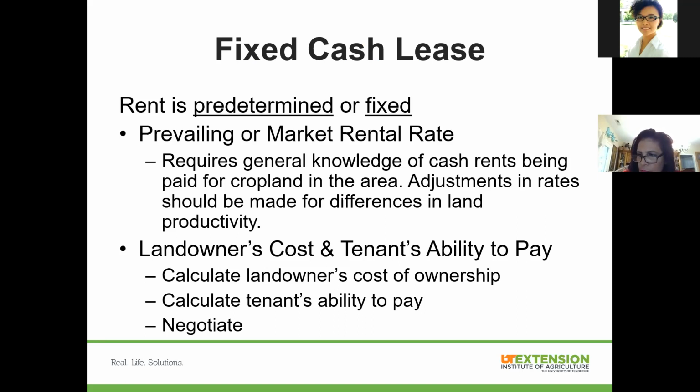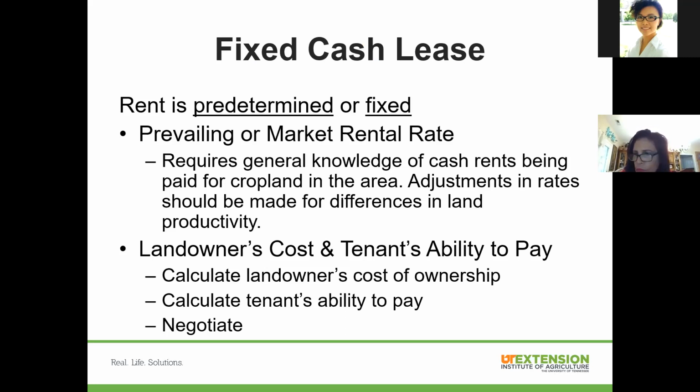You can use the prevailing or market rental rate in your area to determine your rental rate. That requires your general knowledge of cash rents being paid for cropland in your area. And adjustments in rates should be made for differences in land productivity. I'll use an example in the next slide to show you what that means.